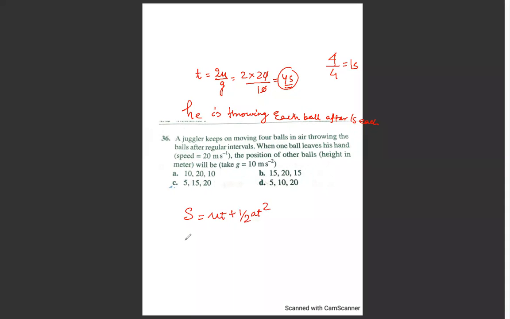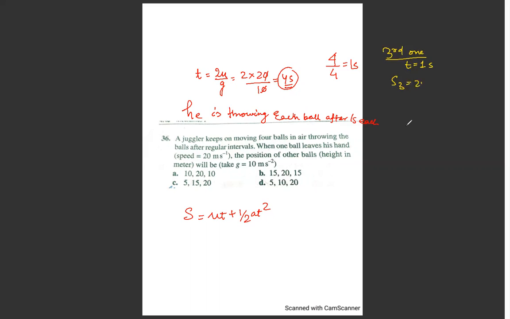So what will be the time that has been taken by the third ball? Third ball must have traveled for 1 second. So I can write down the position of the ball. The third one I'm writing. For the third one, the time is equal to 1 second. That is equal to 15 meters.